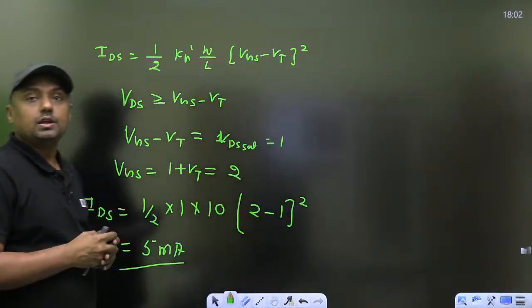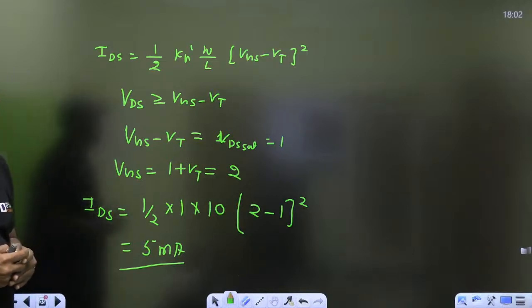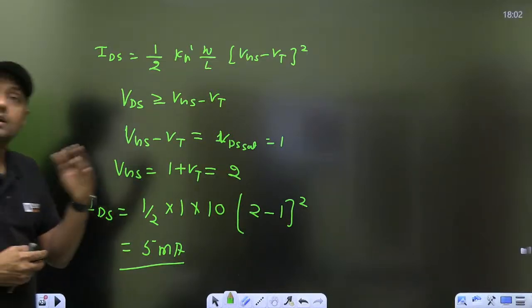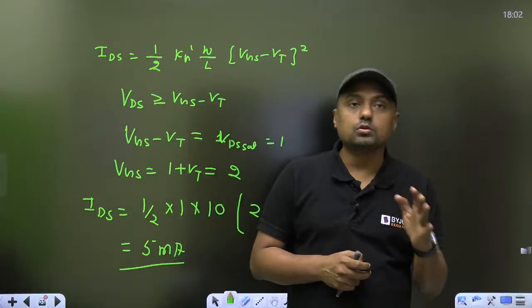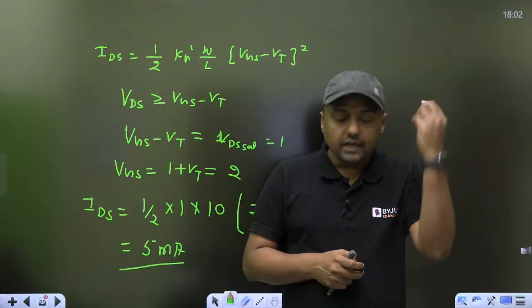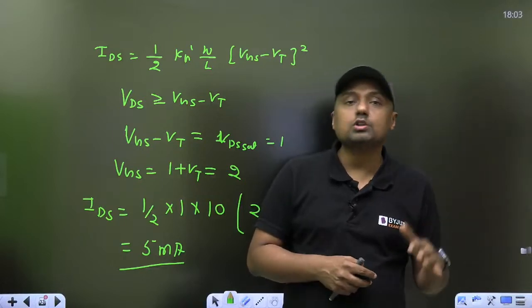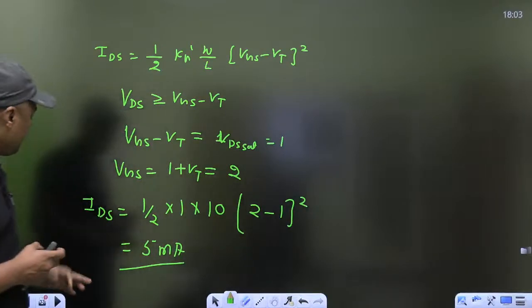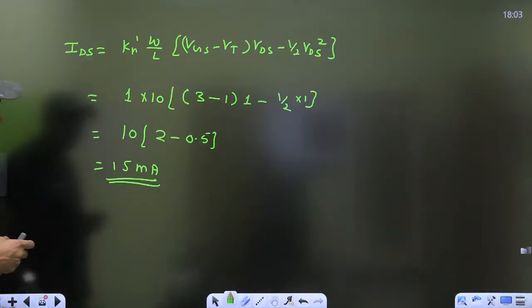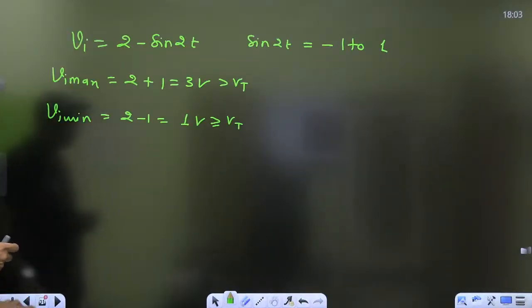Sir, how will we know whether it is triode or saturation? We are considering both, Akanksha. Let it be in triode region, let it be in saturation region, because we have to find the maximum current. And the VDS is given, a fixed value of VDS is given. What is the value of the VDS given?